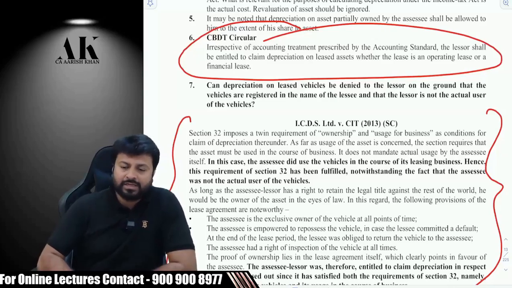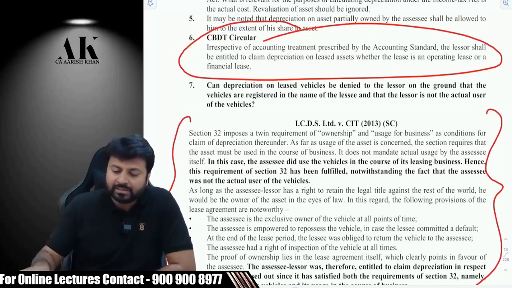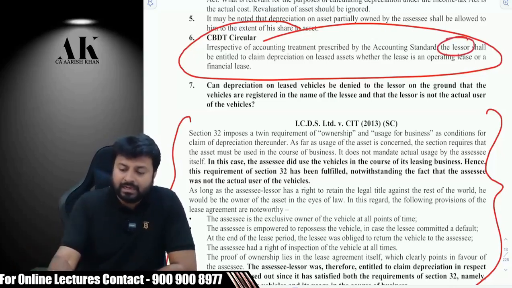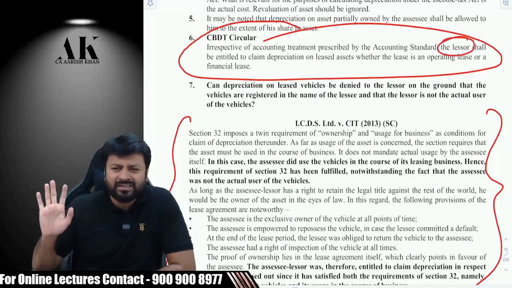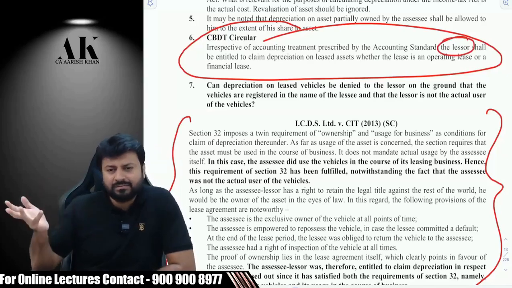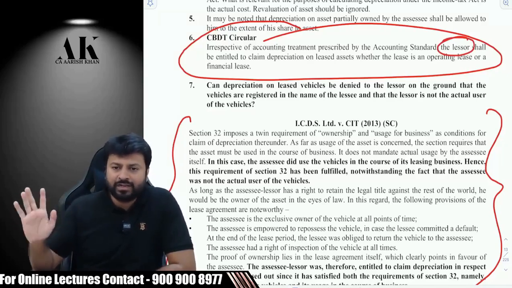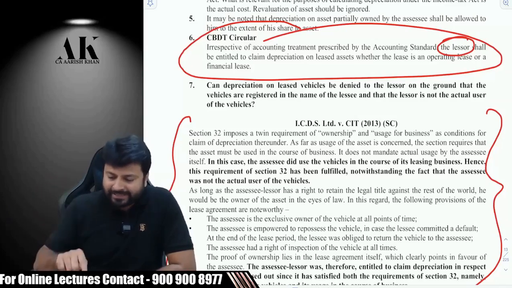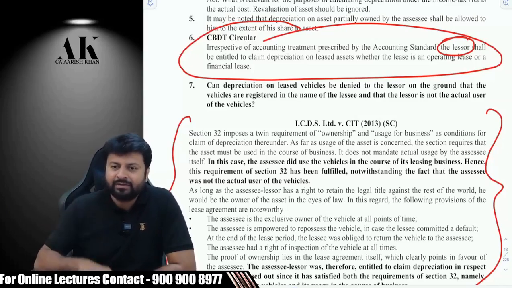Yeah. So CBDT says very clearly no. Whether it is operating lease or finance lease, who is going to claim? Lessor. But it's a CBDT circular. Don't take it very seriously. This is a very important point. Have there been any cases? Yes, there are cases where the lessee has claimed. Don't worry, there are judgments. Like in this case, if I twist the facts, the lessee would get the benefit.